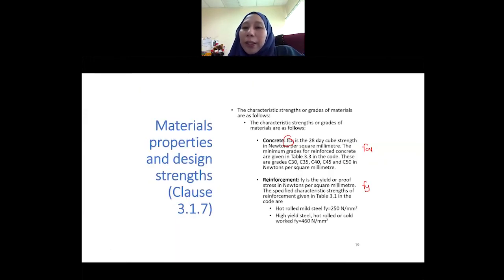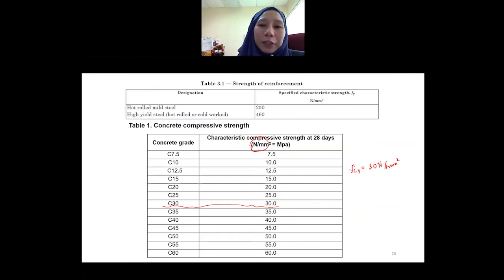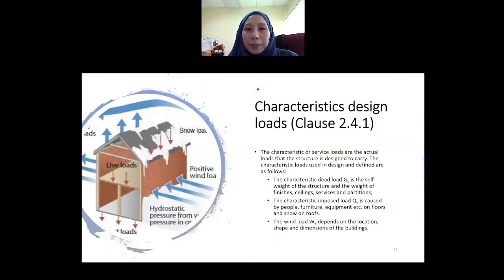Okay. And tadi I dah explain about reinforcement. So here again, dia tulis lagi. So sama juga FY. This is steel strength. Hot roll mild steel 250. And high yield steel is 460. Kena ingat eh. Dia ni fix. Okay, here dalam simplified table version, you can refer.